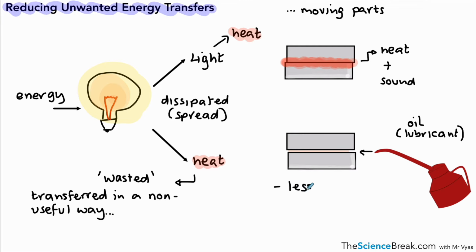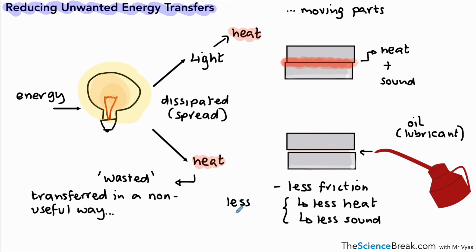So the use of a lubricant means we'll get less friction, and if we get less friction, we're going to get less heat energy transferred and therefore less energy wasted. We'll also get less sound as well. The lubricant contributes to less sound and therefore less energy is wasted. So we have more useful energy transfer and less unwanted energy transfers, and that's by the use of a lubricant.